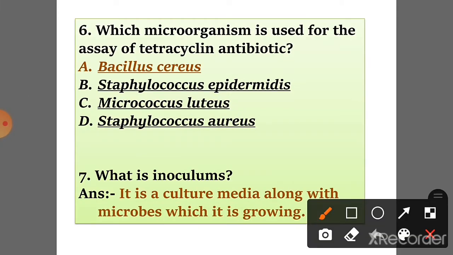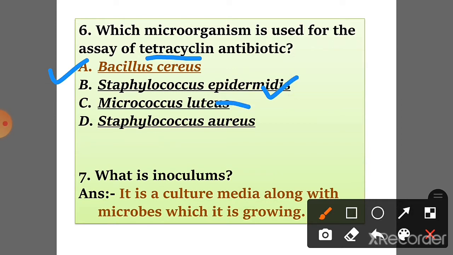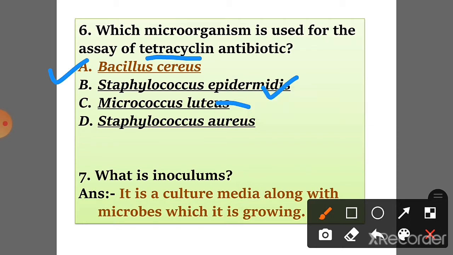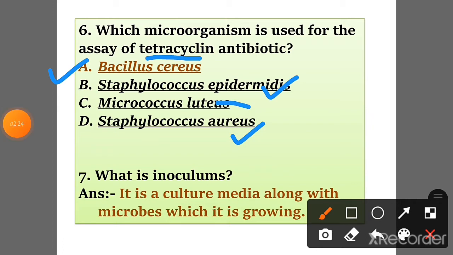Question 6. Which microorganism is used for the assay of tetracycline antibiotic? Option A, Bacillus cereus is used for the assay of tetracycline antibiotic. Staphylococcus epidermidis is used for gentamicin and neomycin. Micrococcus luteus is used for erythromycin assay, and Staphylococcus aureus is used for tobramycin and tylosin assay.